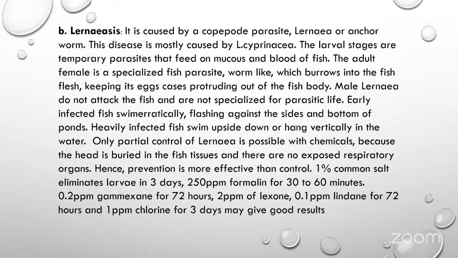Male larvae do not attack the fish and are not specialized for parasitic life. Early infected fish swim erratically, flashing against the sides and bottom of the ponds. Heavily infected fish swim upside down or hang vertically in the water. Only partial control of larvae is possible with chemicals because the head is buried in the fish tissues and there are no exposed respiratory organs. Hence, prevention is more effective than control.